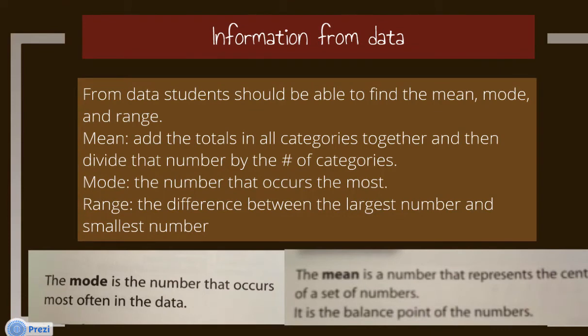Information from data. From data, students should be able to find the mean, mode, and range. Mean: add the totals in all categories together and then divide the number by the number of categories. So if you have 6 categories and they all add up to 24, you would take 24 divided by 6, which equals 4. The mean would be 4.